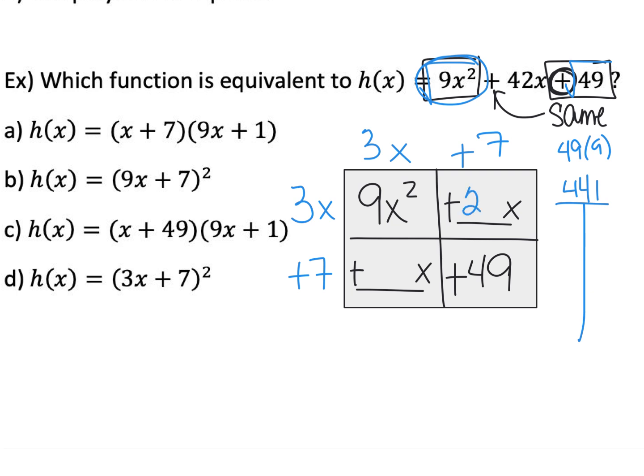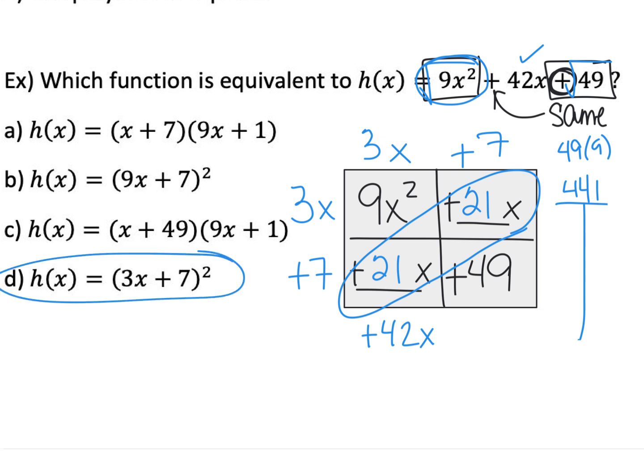3x times 7 is 21x. 3x times 7 is 21x. What do I get when I put these together? 21 and 21 is 42x. Is that what we wanted? Yes. So what's my answer here? It's going to be D. 3x plus 7 quantity squared.